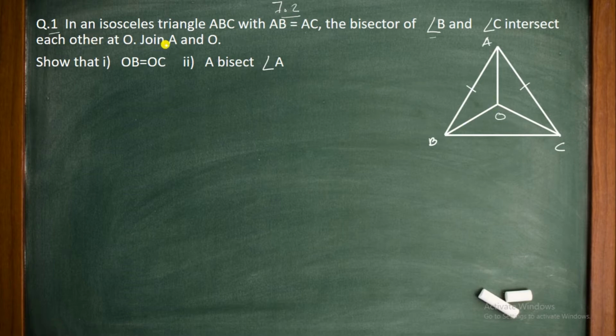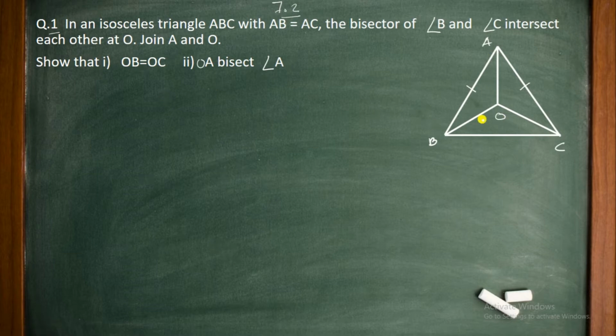We have to join A and O. We have joined A and O here. Now we have to prove that OB is equal to OC. OB and this OC will be equal. This one we have to prove. And angle A is bisected by AO. So it will be OA. OA bisects angle A. So this one we have to prove.